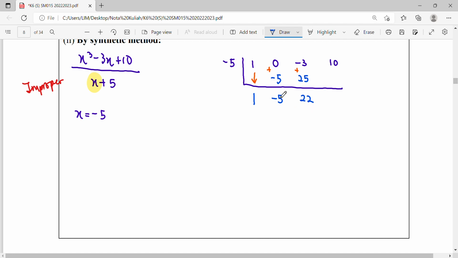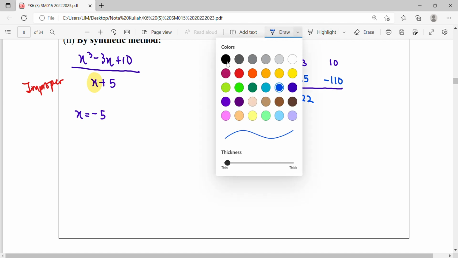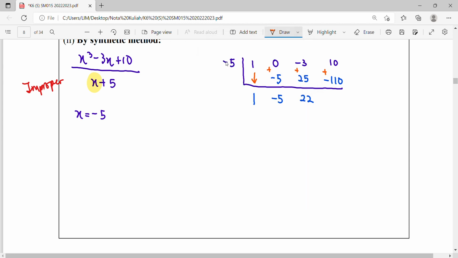Then we repeat this process. 22 multiplied by negative 5 will be negative 110. Then we add them together, so here is our negative 100. Our polynomial is cubic. When you divide by a linear polynomial, you should get a quadratic polynomial.